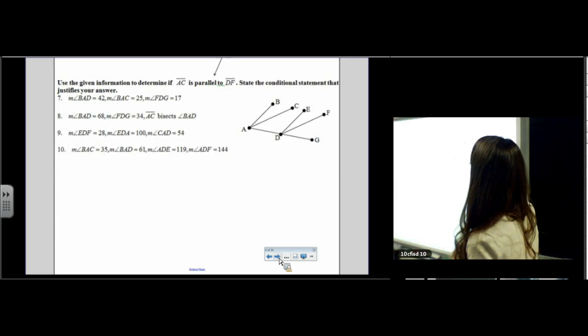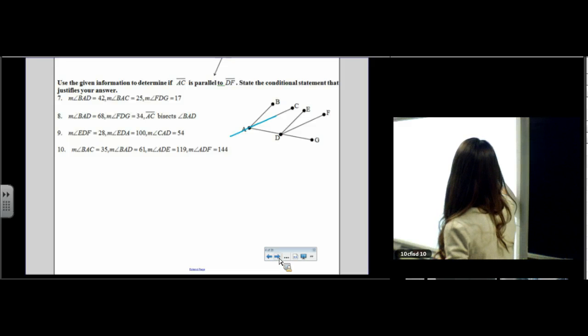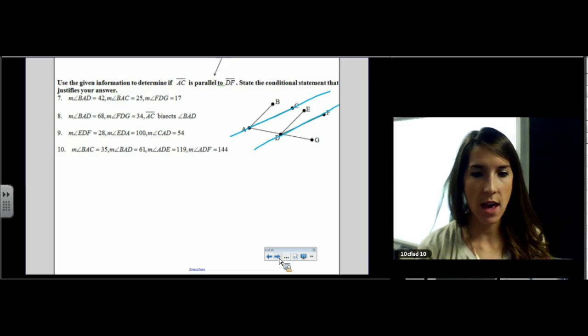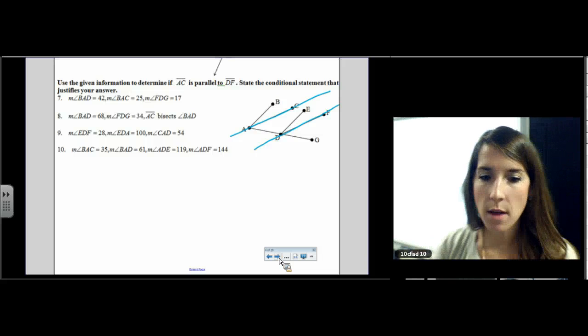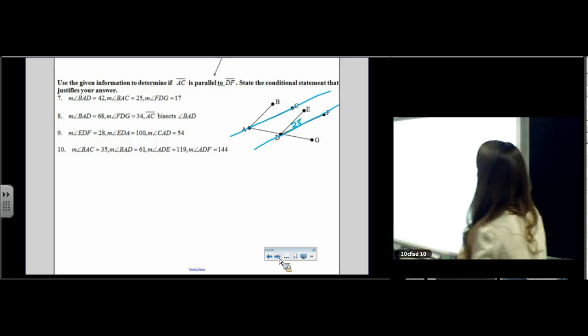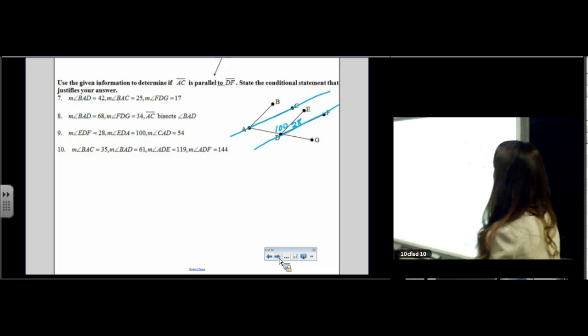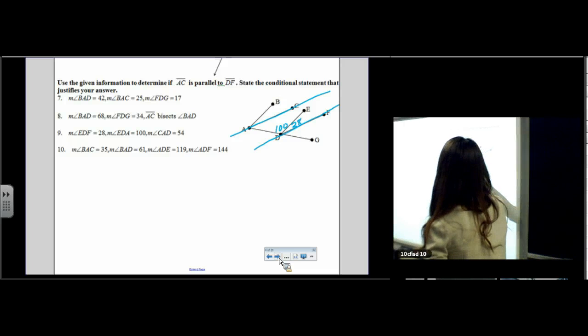Number 9 says, determine if AC is parallel to DF, and then state the conditional statement that supports your answer. So on number 9, EDF is 28, EDA is 100, and CAD is 54.